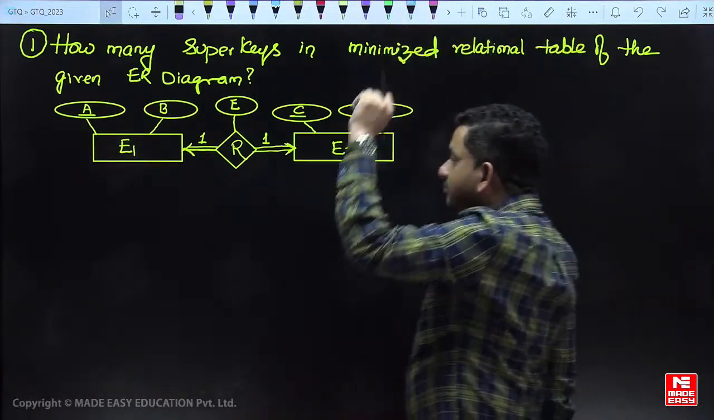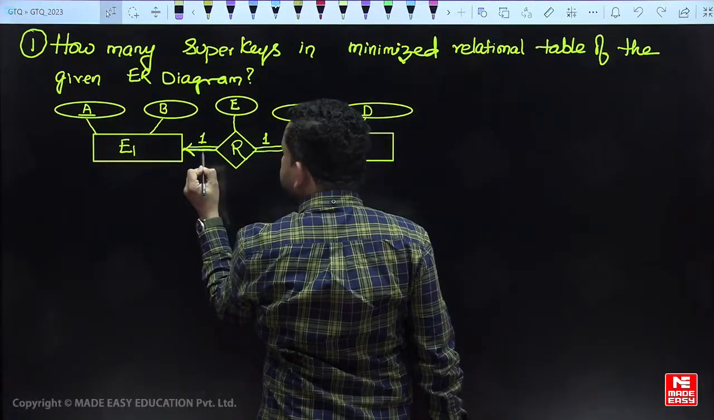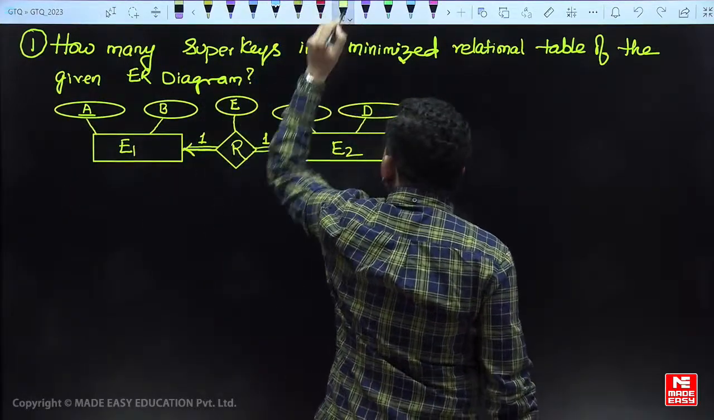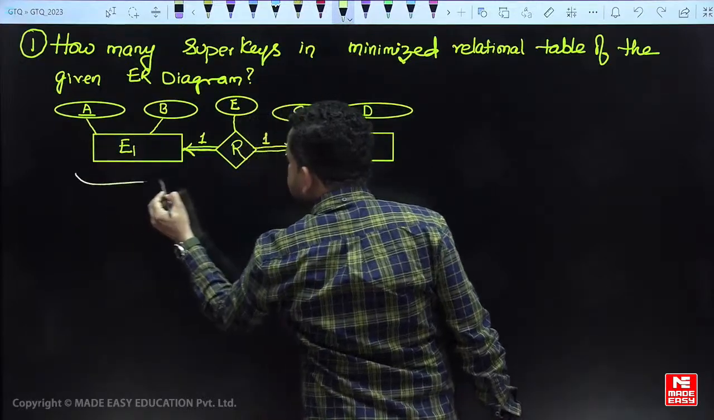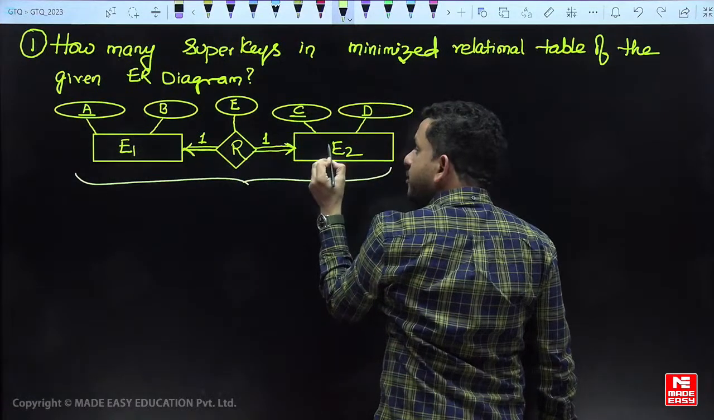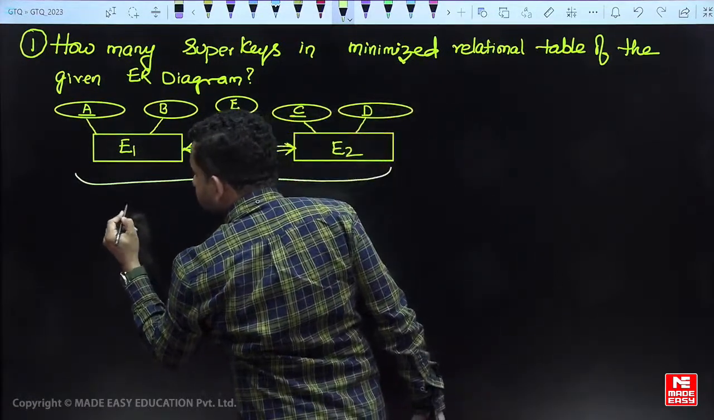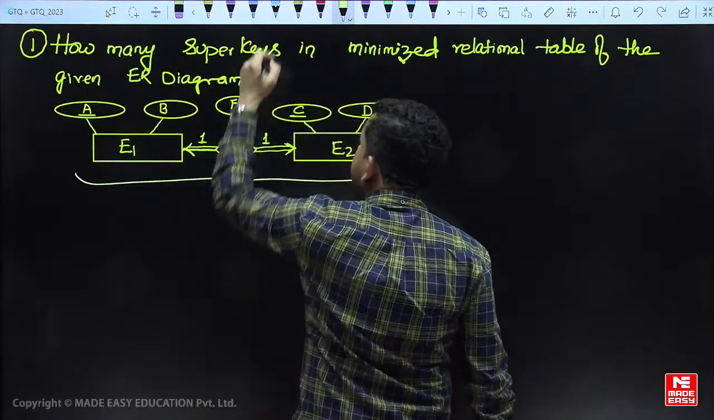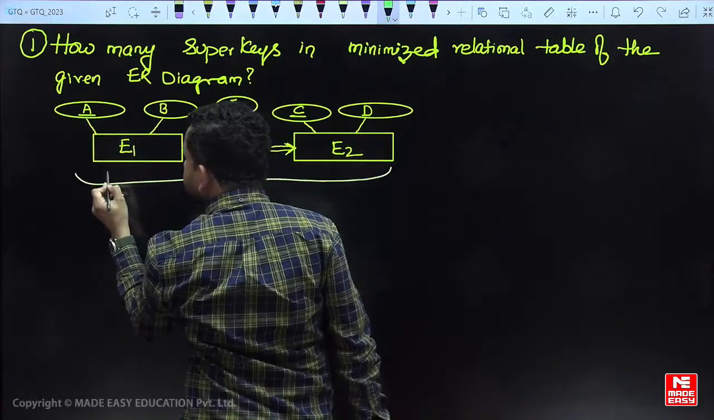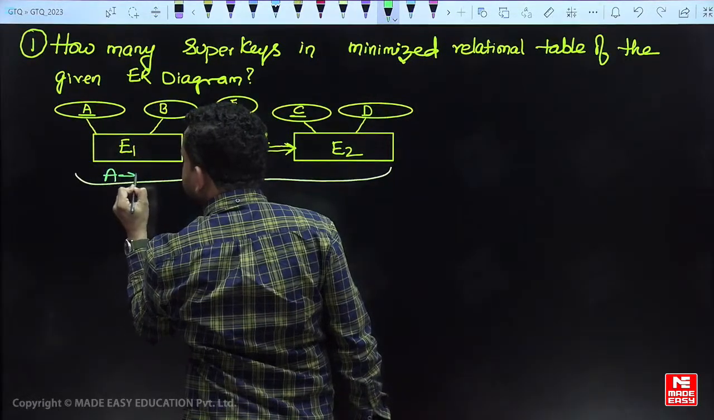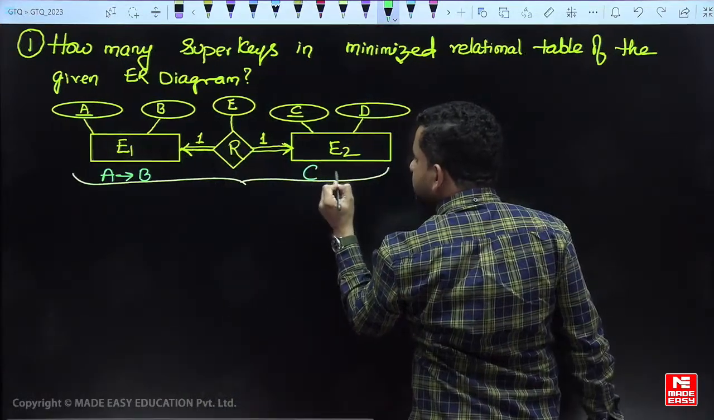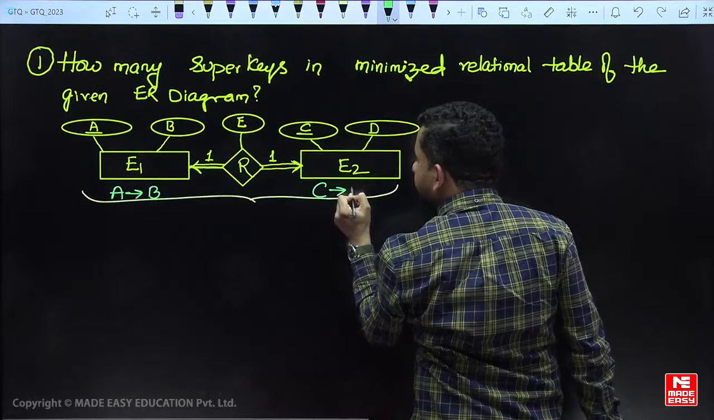Right, okay. See, this is one-to-one mapping with total participation on both sides. In an ER diagram, if it is one-to-one mapping with total participation on both sides, the entities E1, E2 and the relationship can be stored in a single relation. Before that, take the functional dependencies: A is the key attribute, B is a non-key attribute. So A determines B is the FD for entity set E1, and C determines D is the FD for entity set E2.